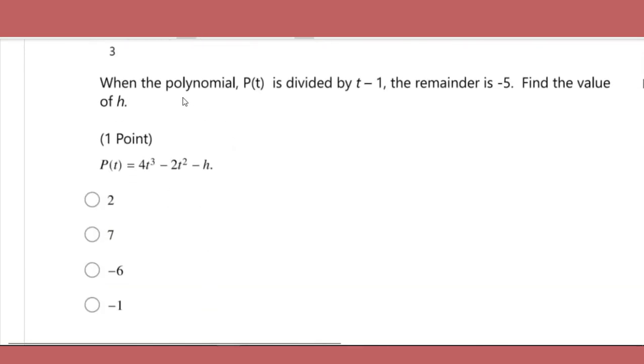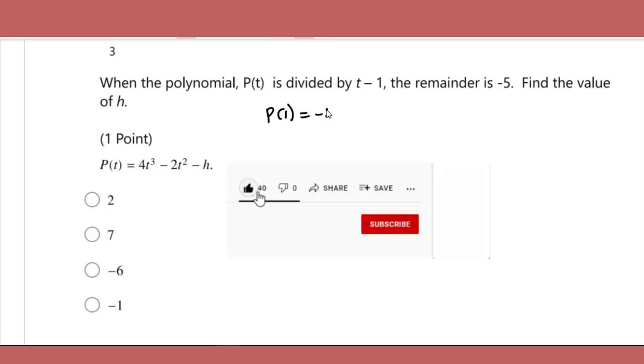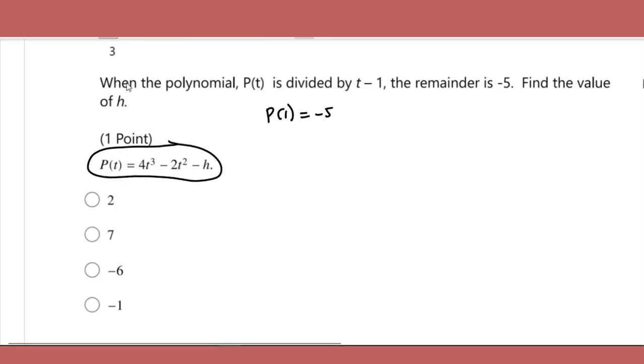Number 3. When the polynomial P(x) is divided by x minus 1, the remainder is negative 5. P of 1 is equal to negative 5. Find the value of h. Okay, substitute here. This is the variable. Variable is equal to 1.